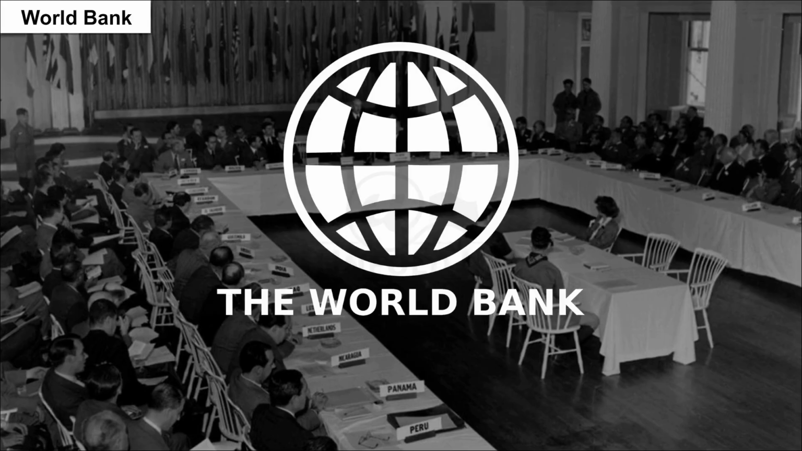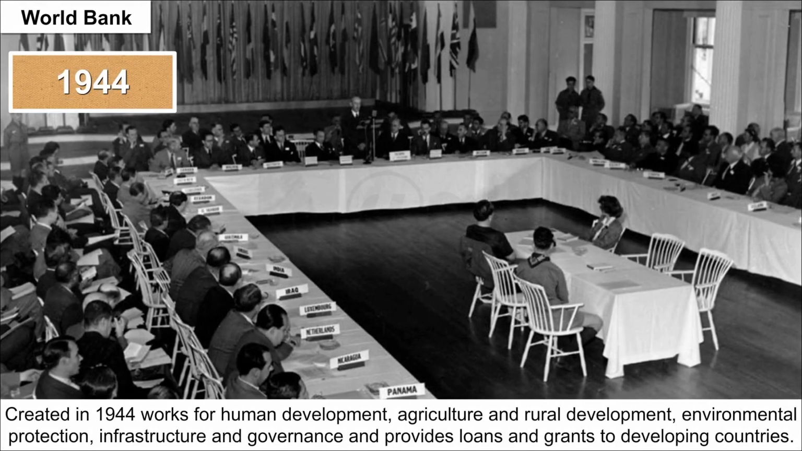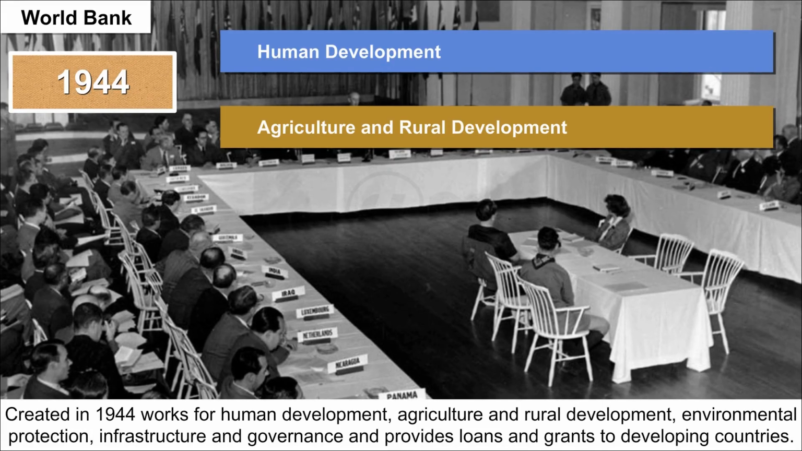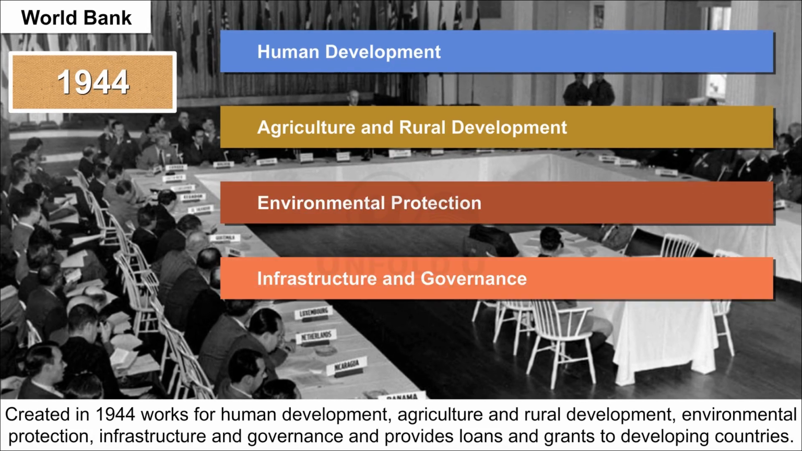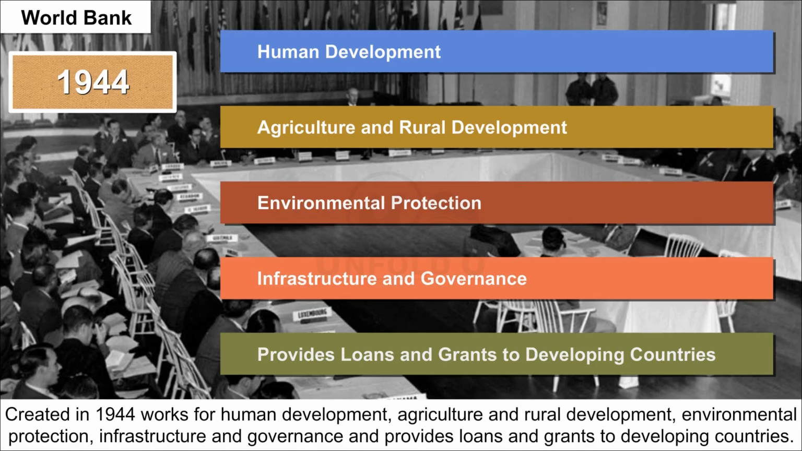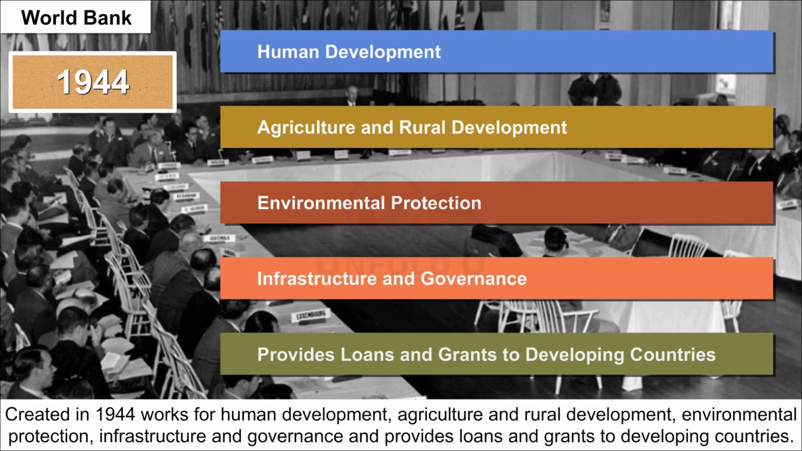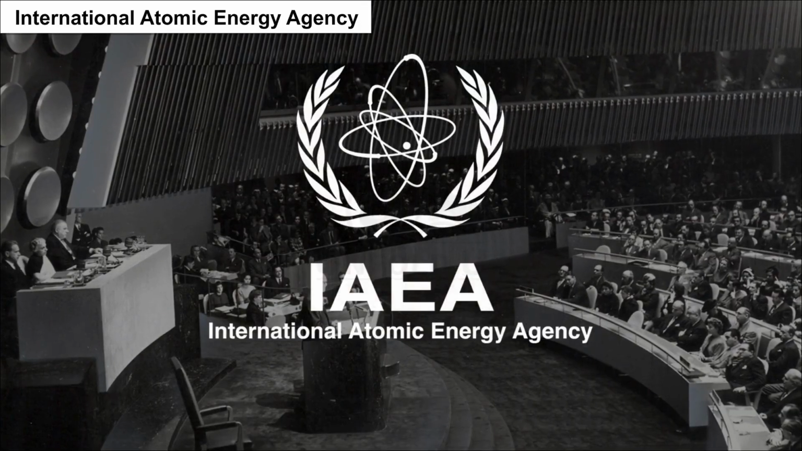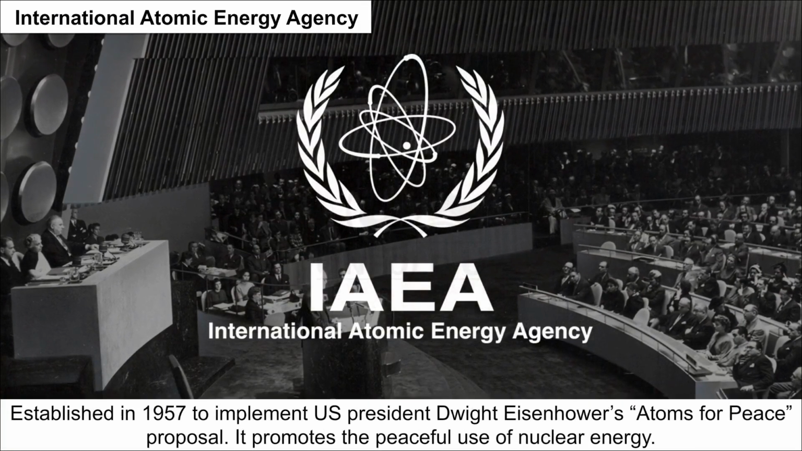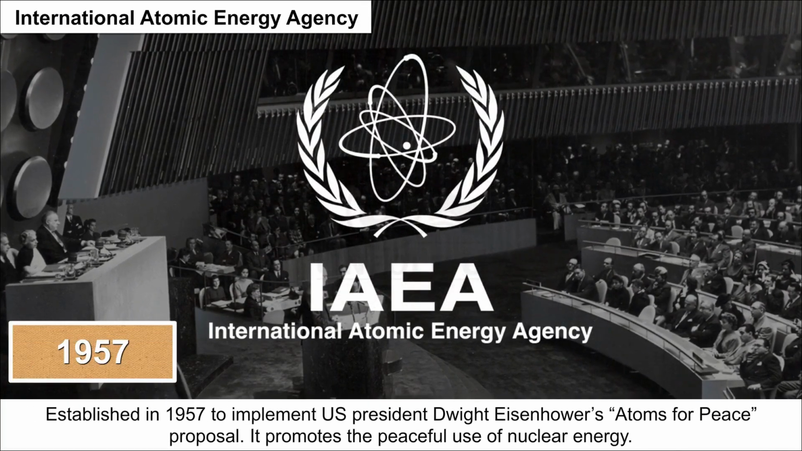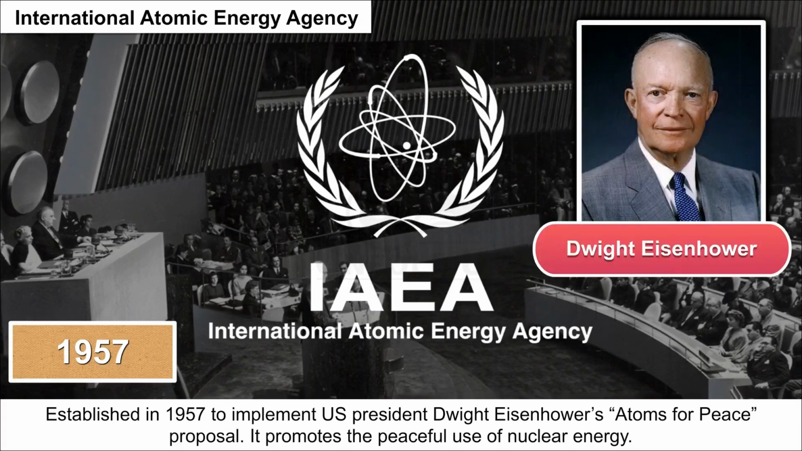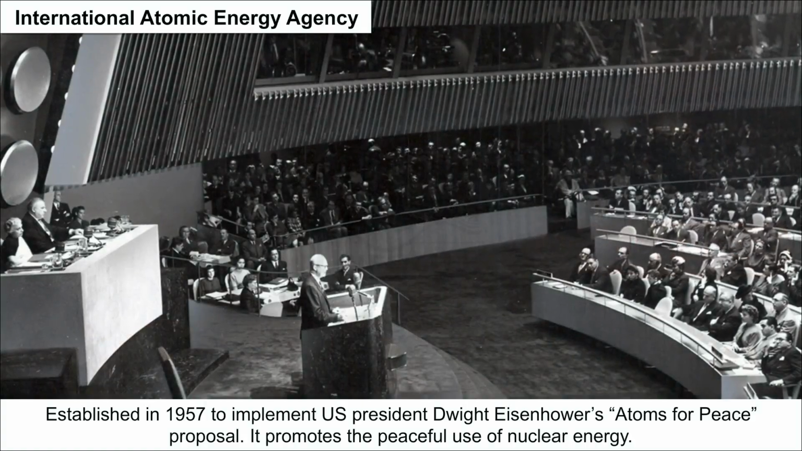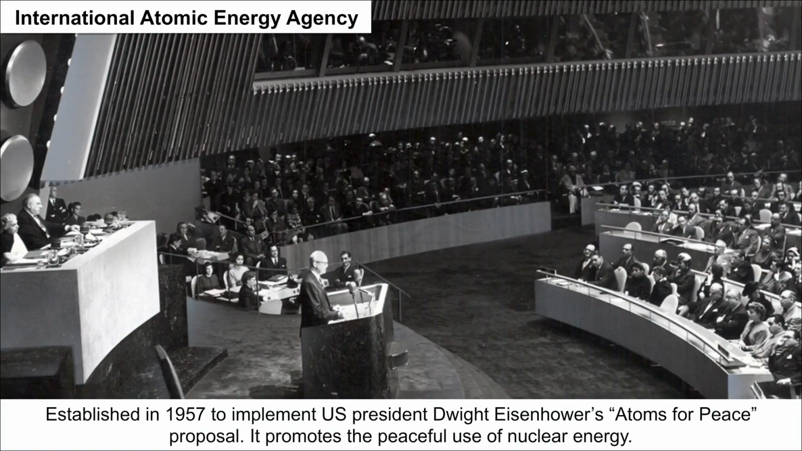World Bank. Created in 1944, it works for human development, agriculture and rural development, environmental protection, infrastructure and governance, and provides loans and grants to developing countries. International Atomic Energy Agency. Established in 1957 to implement US President Dwight Eisenhower's Atoms for Peace proposal, it promotes the peaceful use of nuclear energy.